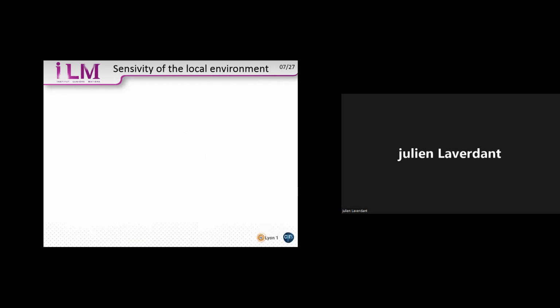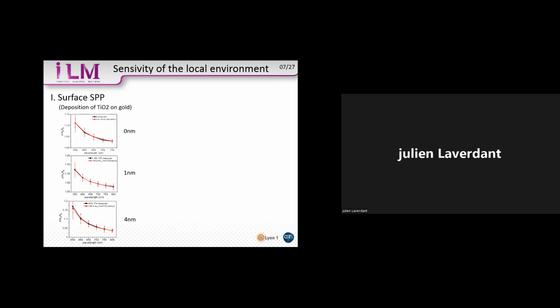So this is what a plasmon is. But what is interesting in the talk today is the sensitivity due to the local environment. So here I gave you two examples of the two plasmons we just showed. The first is propagating onto a flat surface. And if you deposit onto this gold surface a very thin layer of another material, here I show you what we did. It's titanium dioxide, and something else.